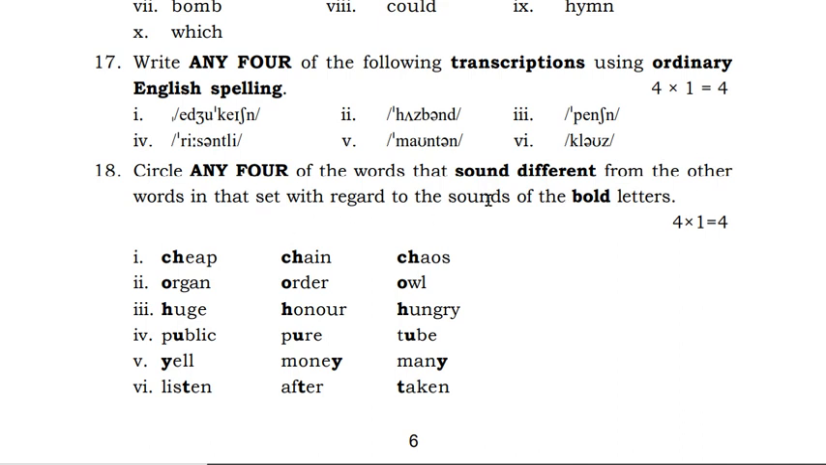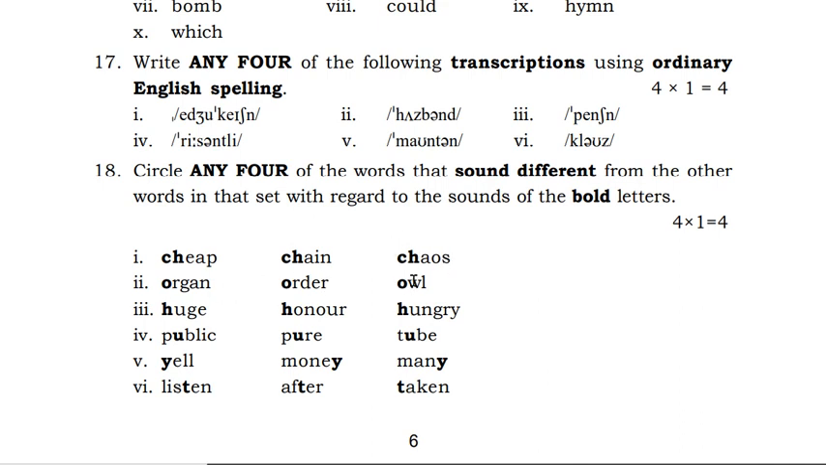That means here you could understand, 3 words they'll give, and they already made a highlight here, and that pronunciation you have to check, and which word is pronounced differently, that word you have to circle. So okay, let us see some examples. Cheap, chain, chaos. Chaos. The ch is pronounced like ka here, so this is different.